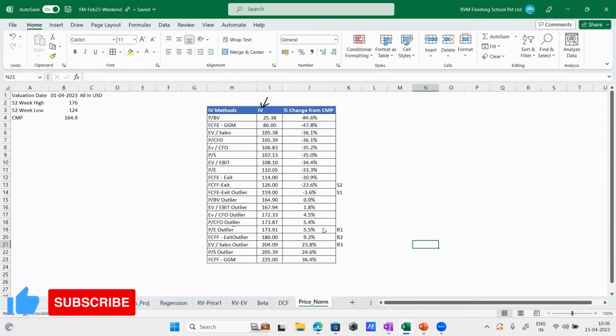The last part would be price normalization, where we try to fix our target price in the form of support and resistance. We'll be utilizing a part of technical analysis here to help you with this entire part. So this is how the entire modeling runs, where we put in those numbers, project those numbers, and move into the valuation side of it.